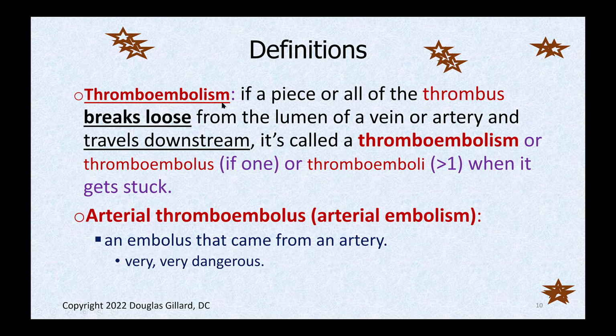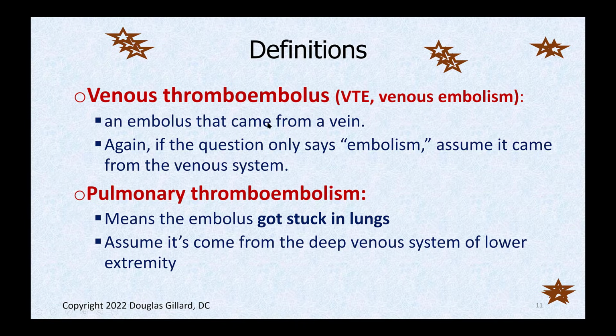A thromboembolism, you might hear that word. So embolism means a piece of thrombus has broken loose, and that's called a thromboembolism. The arterial thromboembolism just means that the origin of the embolism is from an artery. A venous thromboembolism means it came from a vein, had thrombus, and formed an embolism. Sometimes that's called a VTE or just venous embolism.